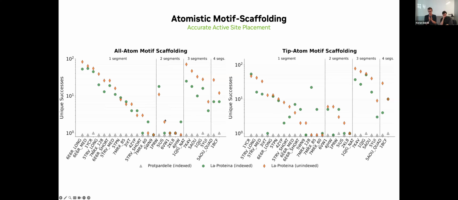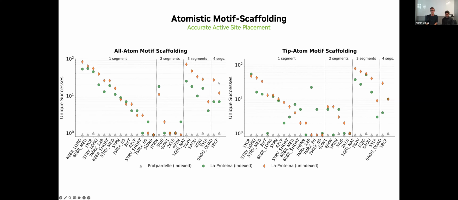1 or 2 segments means you either have one chunk of motif or you have 2 separate chunks with some other amino acids in between. But the more segments you have, like 3 or 4 segments, this unindexed performance becomes a lot more important because it gets a lot harder to scaffold this. And the model can then smartly figure out how many amino acids to put in between.